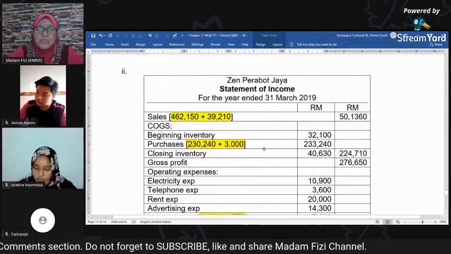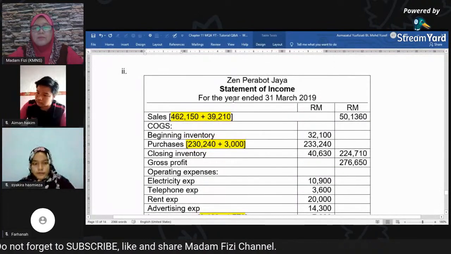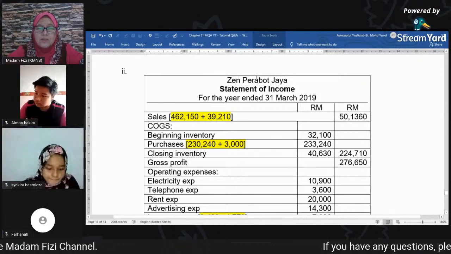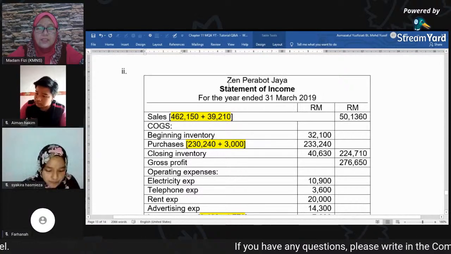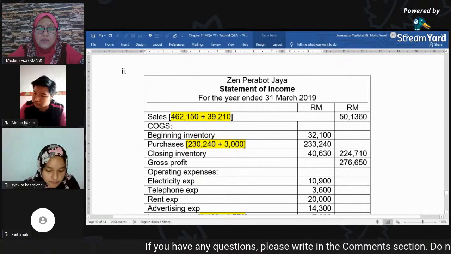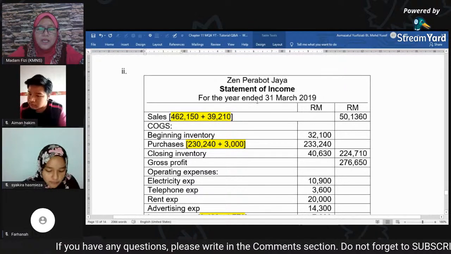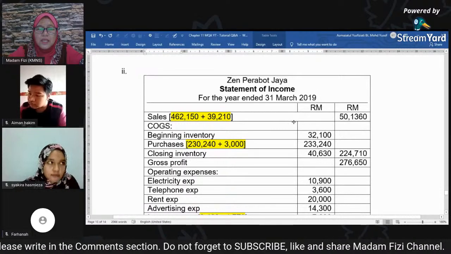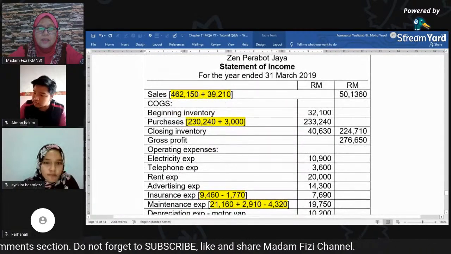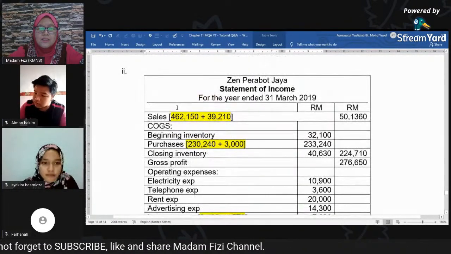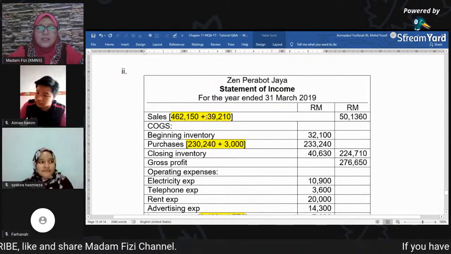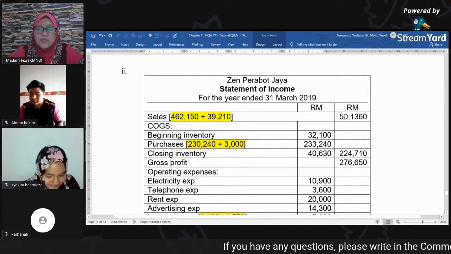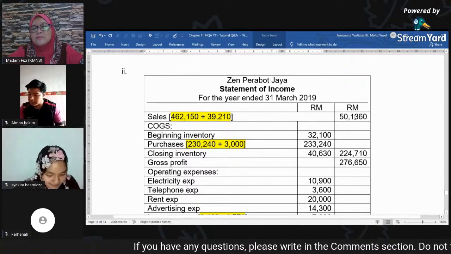Answer for 2 Roman is to prepare statement of income. So first, write down the title first. Zen Perabot Jaya, Statement of Income for the year ended 31st March 2019. Okay, we start with sales. Sales is credit sales plus cash sales. So the total sales is 501,360, kan?